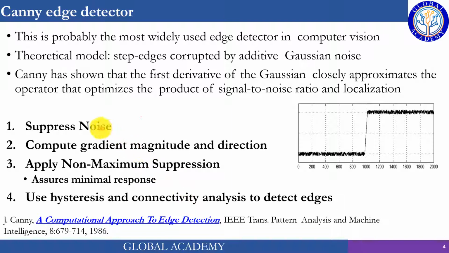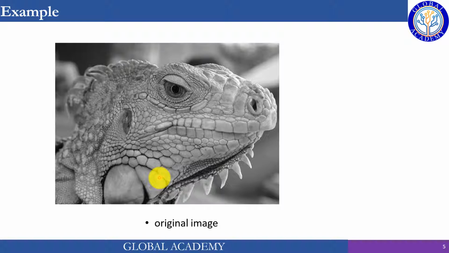So suppress noise is just like applying Gaussian and then gradient. So we have already covered these 2 steps. We just have to study these 2 more algorithms, how we refine the edges and make them clearer boundaries. So here's the example image. We will be discussing the same image for the rest of this lecture.